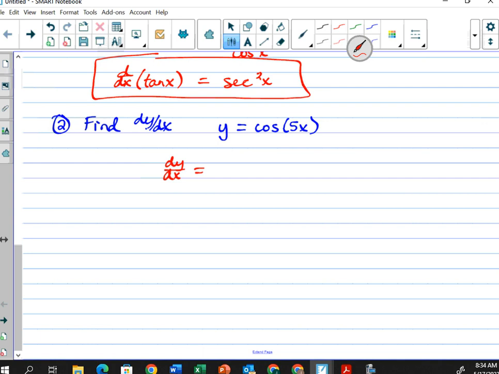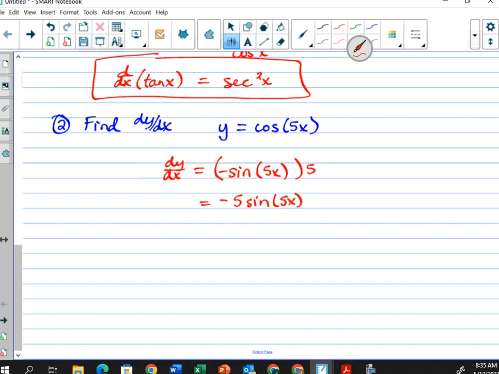Cosine of 5x. Guys, this is actually a chain rule with your trig derivative. What is the derivative of cosine? So we're going to have negative sine of 5x times 5. So you could just write negative 5 sine of 5x. Why? Because you work from the outside in. You had to take the derivative of that inside piece, the 5x.